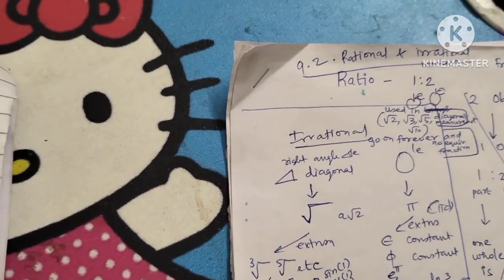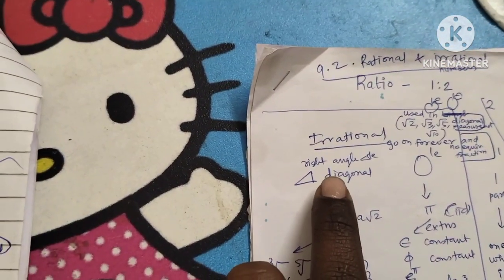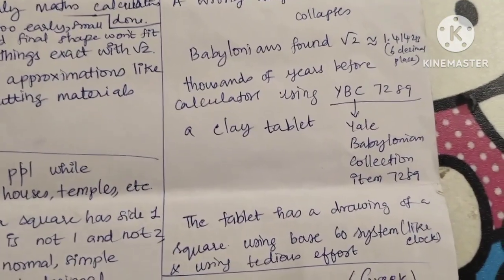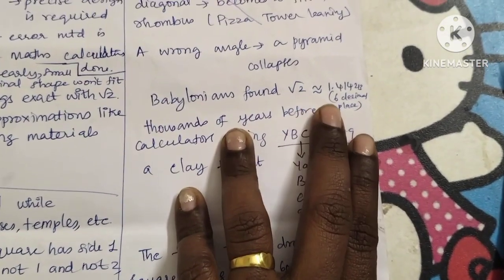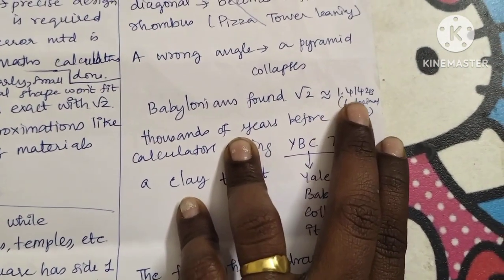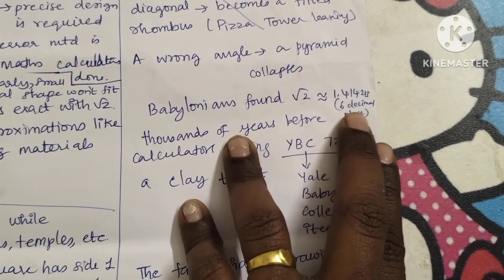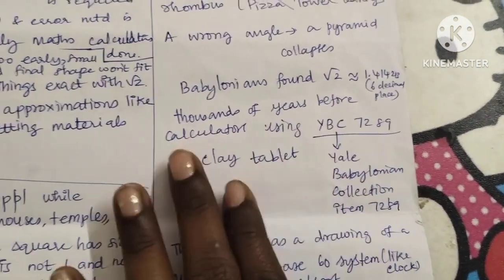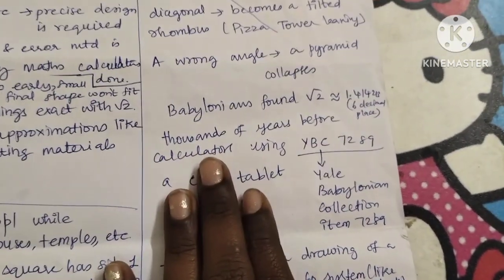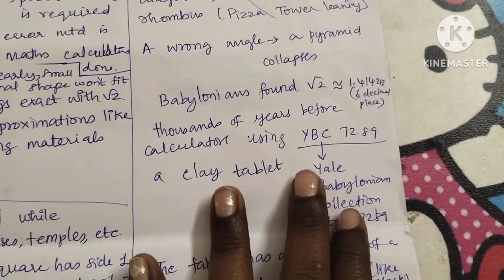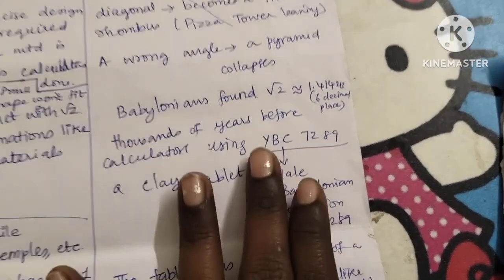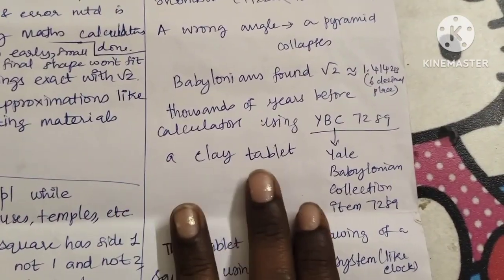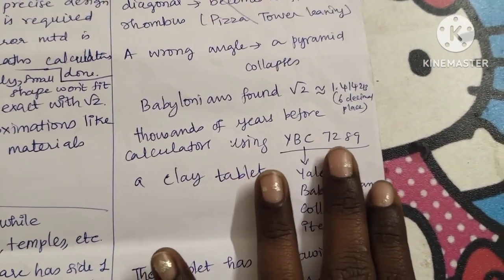Also, I said this irrational number was invented by Pythagoras. See, the Babylonians found root 2, which they rounded off to 1.414213, equivalent to 6 decimal places, 1000 years before calculators were used. This was found in the Yale Babylonian Collection, item number 7289. It is a clay tablet, that is why it is called YBC 7289.